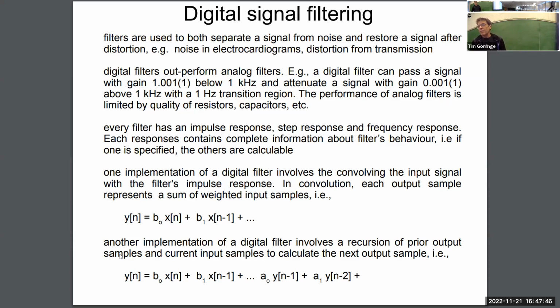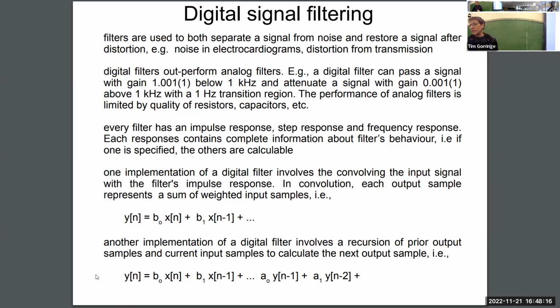The other type of filter, I said, involves calculating the output sample both from the input samples and also from prior output samples. So it uses the input samples up to the current one, and also it uses prior output samples. And so that's described by this second equation here.